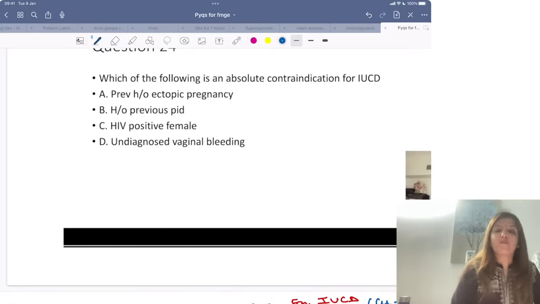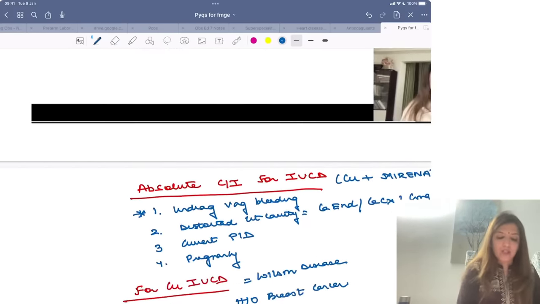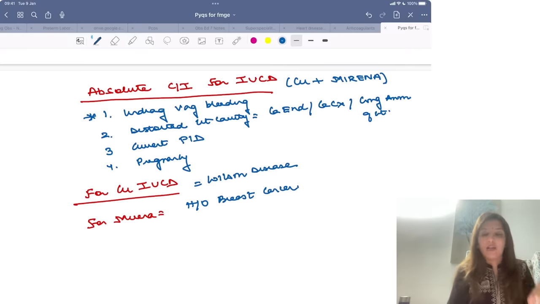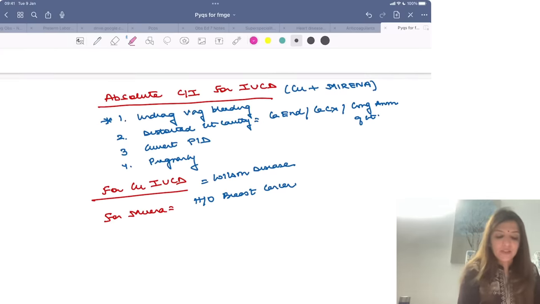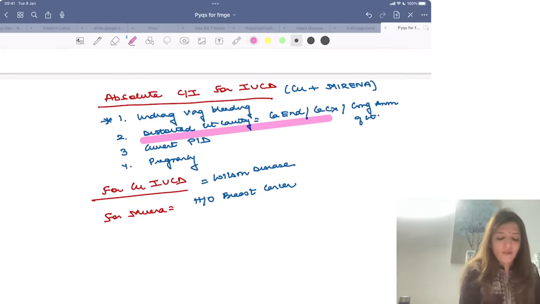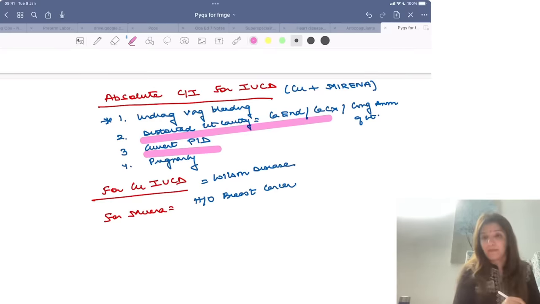Which of the following is an absolute contraindication for IUCD? So remember, the absolute contraindications for IUCD, whether it is copper IUCD or whether it is Mirena, there are four of them. Number one, undiagnosed vaginal bleeding. Number two, distorted uterine cavity. This distorted uterine cavity could be seen in cancer cervix, cancer endometrium or in congenital malformations. Then if your patient has current PID, right? Or if patient has pregnancy. Now, these are the contraindications for both copper IUCD and Mirena.